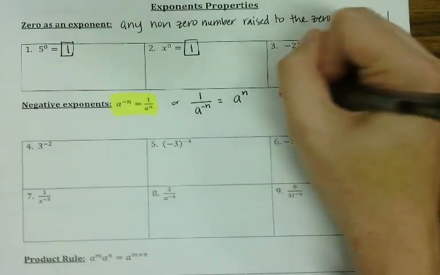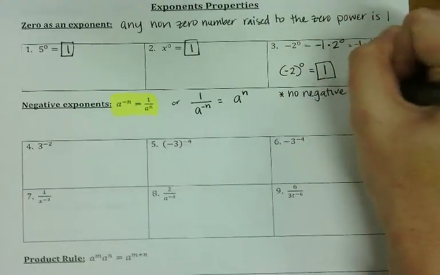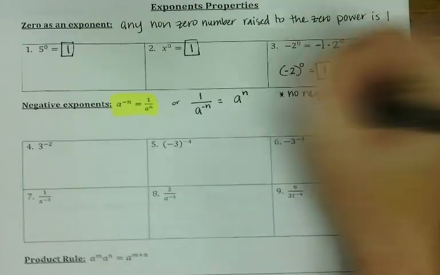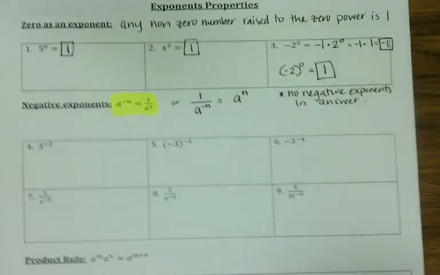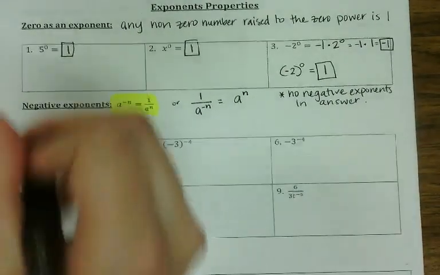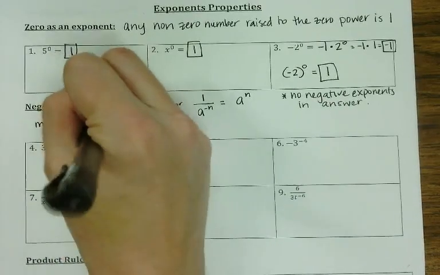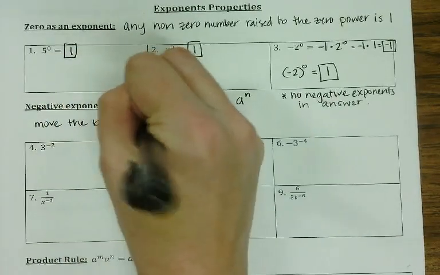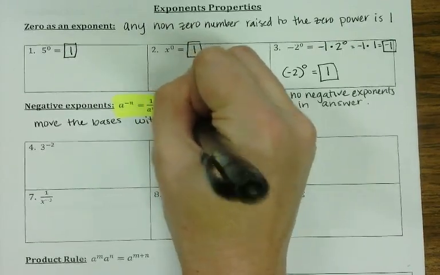So guys, what we want is we want no negative exponents in the answer. And so guys, our basic rule here, how we kind of describe this, is guys, you move the bases with the negative exponents.